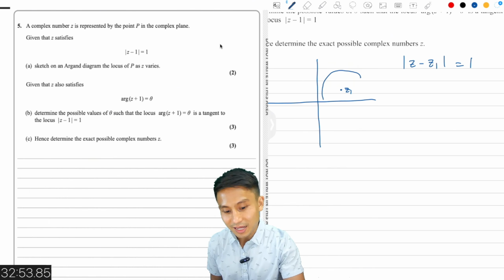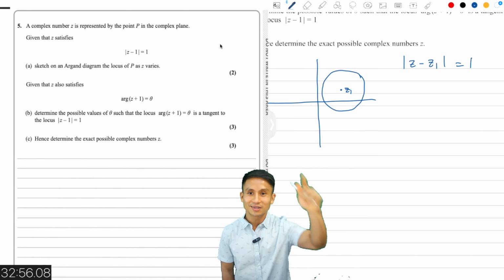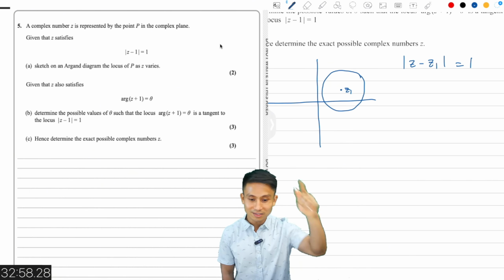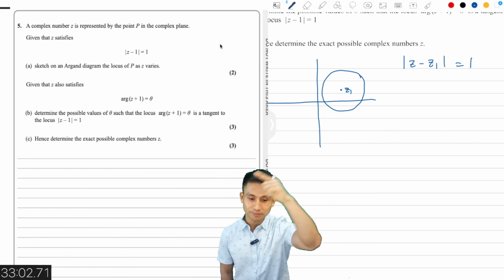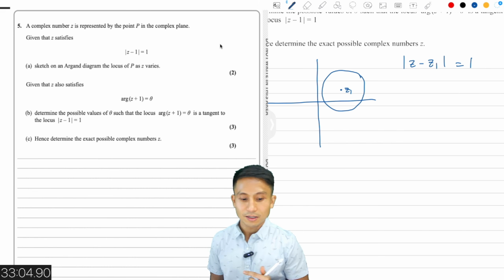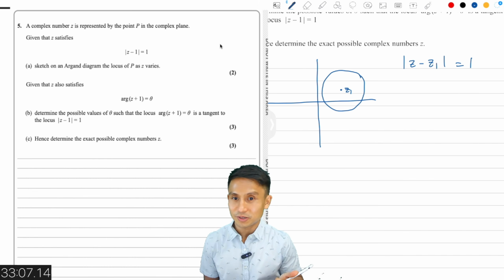So that is indicating a circle, because if you go around in 360 degrees, you will have a fixed distance of 1 about a fixed point. Yeah. So that's the locus of P.